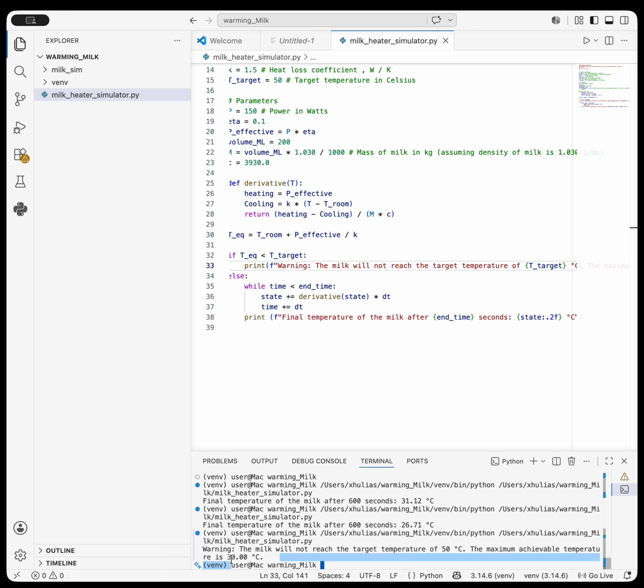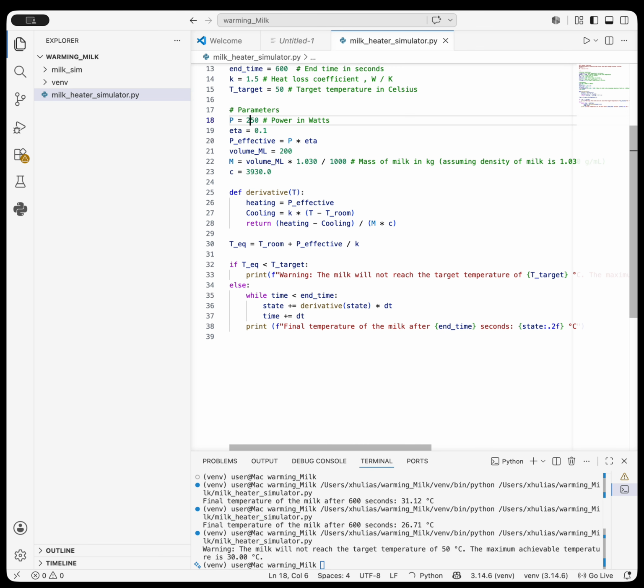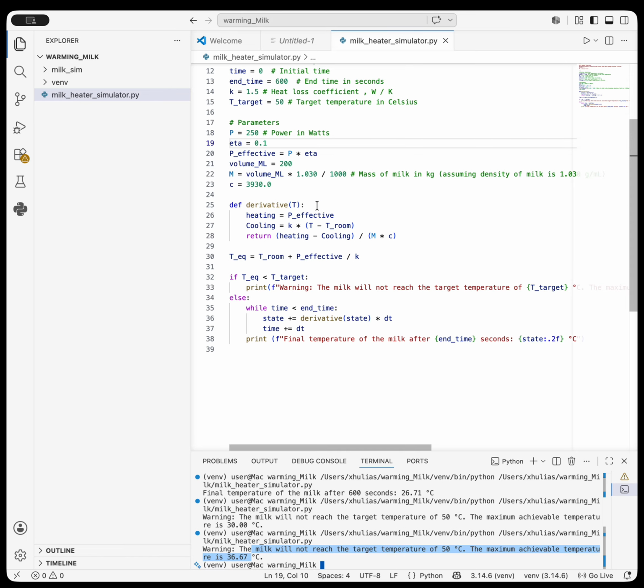There it is. It says that the equilibrium temperature is 30 degrees Celsius, so it will not heat up to 50 degrees. But if I change the power of the mixer, what will happen? Well, the equilibrium temperature increased, but it's still not that easy to reach the temperature that we needed. Let's say that eta is going to be 15%. What will happen? Well, it still increases to 45 degrees.